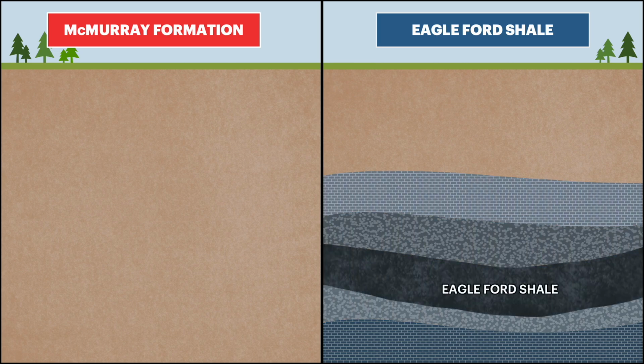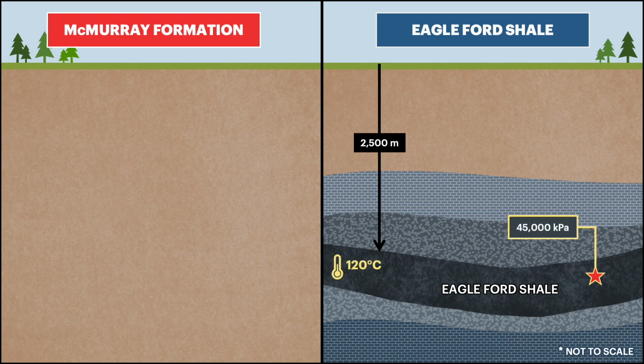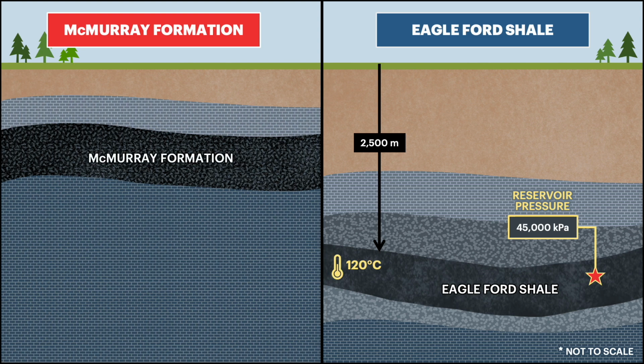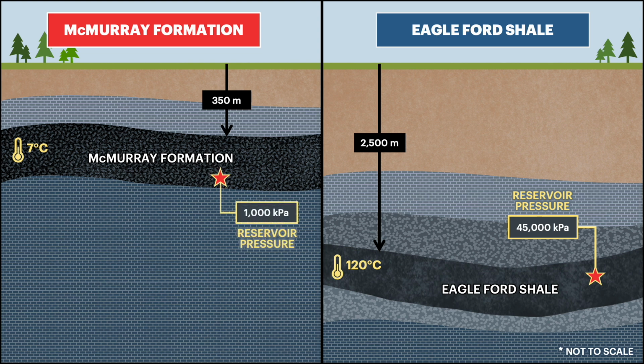The Eagle Ford Shale Formation is located several kilometers below the ground, where the temperatures are around 120 degrees Celsius, and reservoir pressures are very high, typically about 45,000 kPa. The McMurray Formation is actually very shallow, averaging about 350 meters below grade, and since it's closer to the surface, reservoir temperatures are also a lot cooler, typically around 7 degrees C, and reservoir pressures are also very low, typically less than 1,000 kPa. So those are three very big differences between the two deposits.